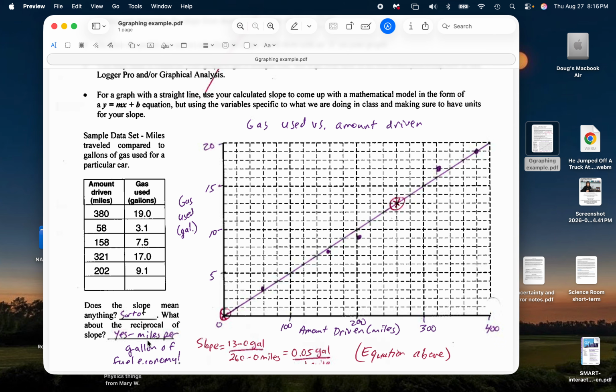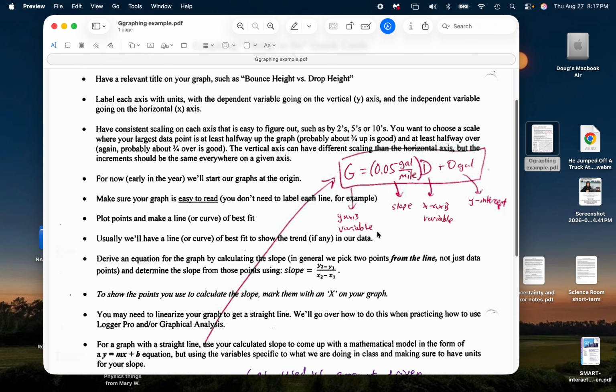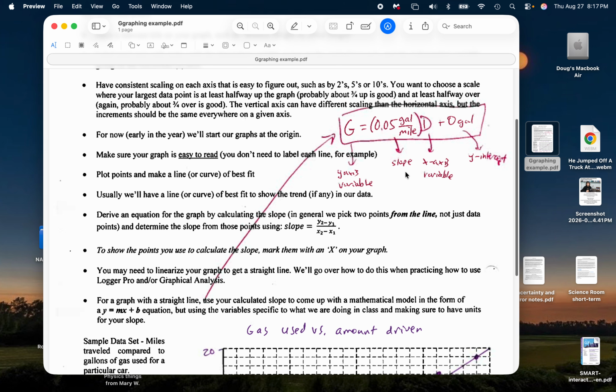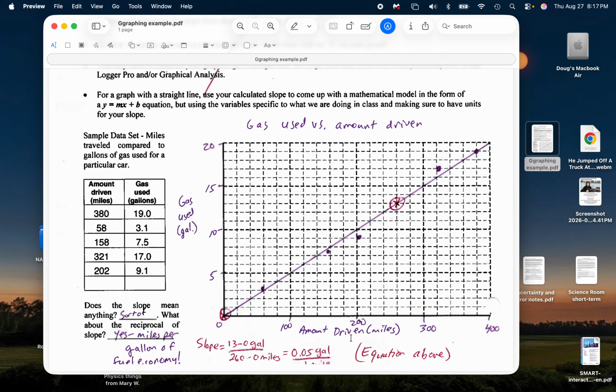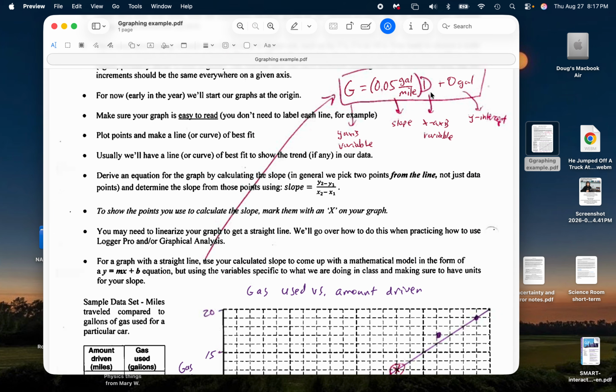So in this particular case, that would be the reciprocal of the slope, which would actually be 20 miles per gallon. So 0.05 over 1 is the reciprocal of 1 over 0.05, which is the same as 20 miles for every 1 gallon. At any rate, using this slope and this general idea, I started off with G. That's the y-axis variable. That's gas used. My slope was 0.05 gallons per mile. I figured that out down here. And the x-axis variable is amount driven. I put D for distance driven, and that's the x-axis variable, and my y-intercept was 0 gallons.